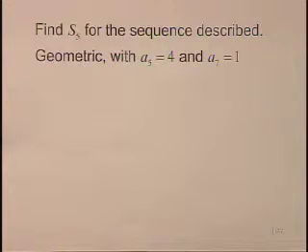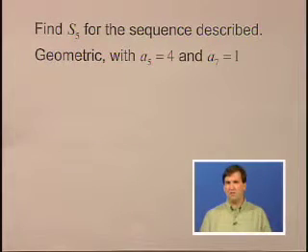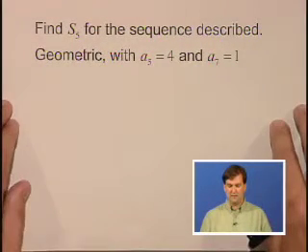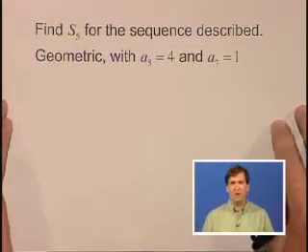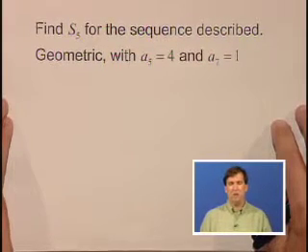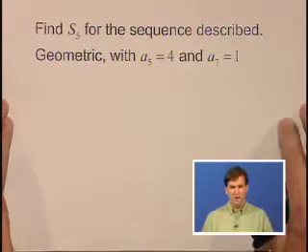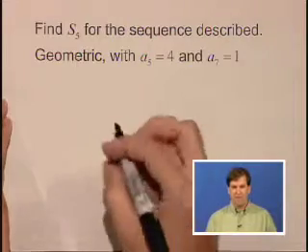Find S5, which is the sum of the first 5 terms for the sequence described. Geometric with a sub 5 equal to 4 and a sub 7 equal to 1. In order to find the sum of the first 5 terms, we need to know the common ratio and we need to know the first term. So let's first try to find R.